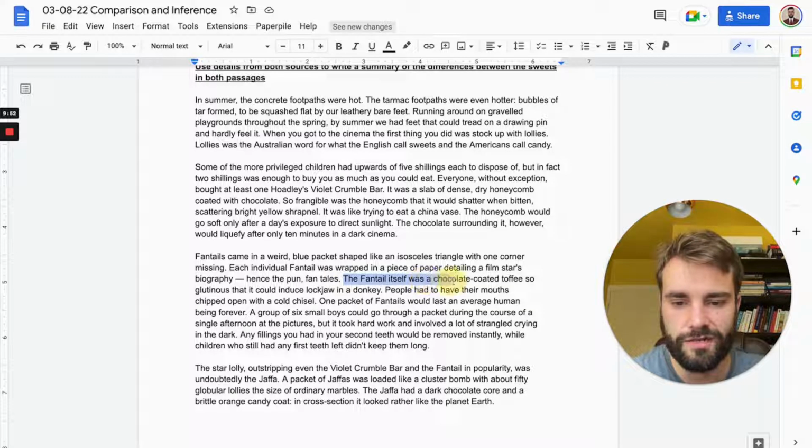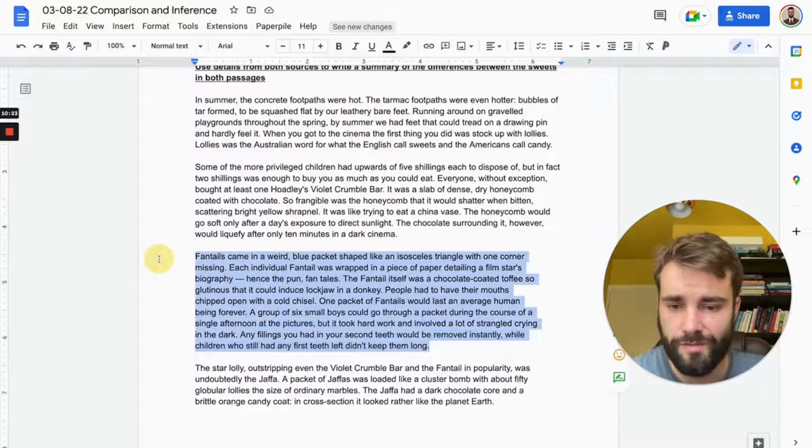The fantail itself was a chocolate-coated toffee so glutinous that it could induce lockjaw in a donkey. People had to have their mouths chipped open with a cold chisel. One packet of fantails would last an average human being forever. A group of 6 small boys could go through a packet during the course of a single afternoon at the pictures, but it took hard work and involved a lot of strangled crying in the dark. Any fillings you had in your second teeth would be removed instantly, while children who still had any first teeth left didn't keep them long.